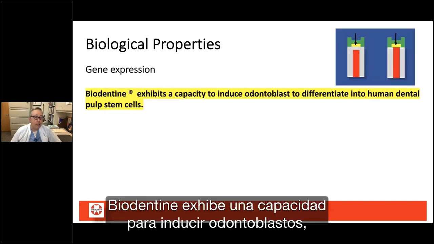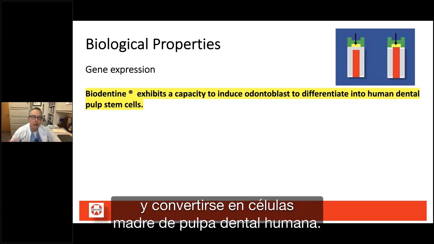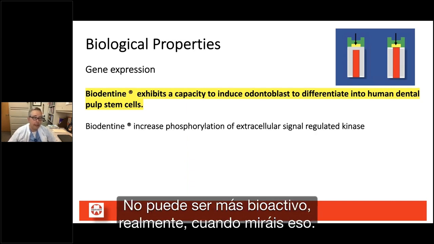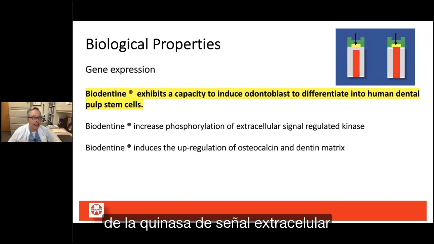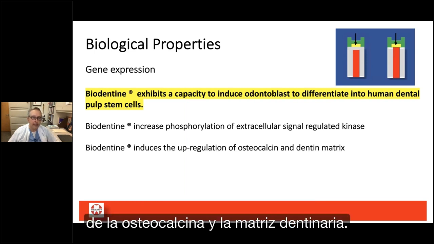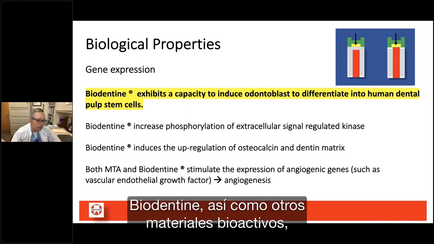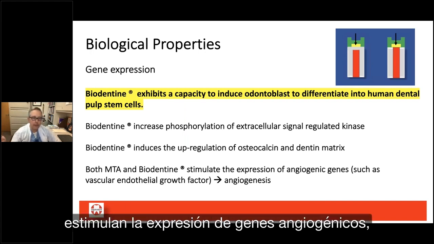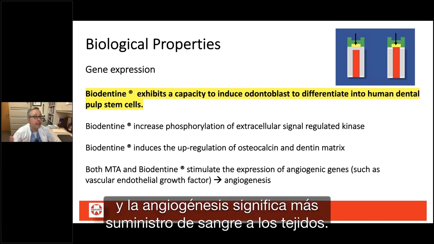Biodentine exhibits a capacity to induce odontoblasts, which are the main cells in the dentin, to differentiate into human dental pulp stem cells. It cannot be more bioactive, really, when you look at that. Biodentine increases the phosphorylation of extracellular signal kinase, and it also induces the upregulation of osteocalcin and the dentin matrix. And at the end of the day, Biodentine, as well as other bioactive materials, stimulates the expression of angiogenic genes, which means more angiogenesis, and angiogenesis means more blood supply to the tissues.